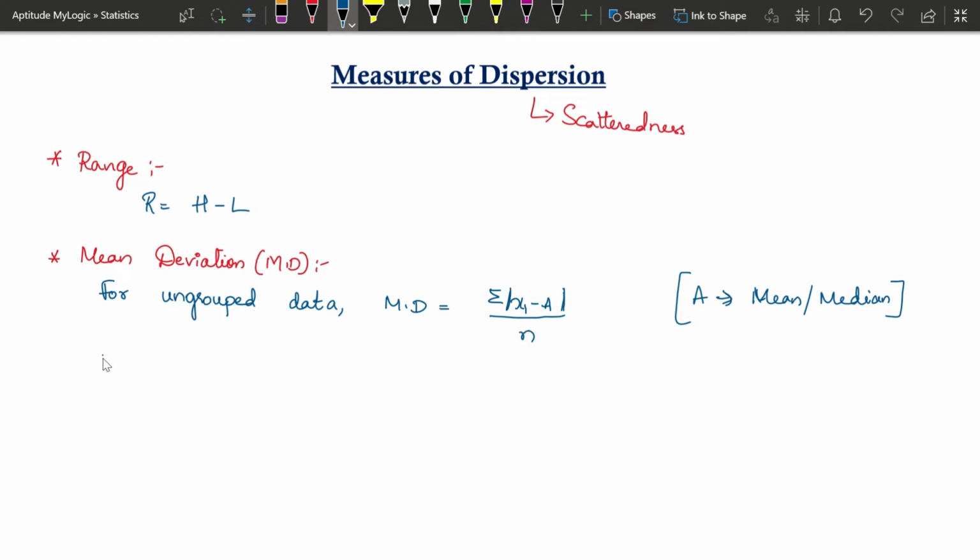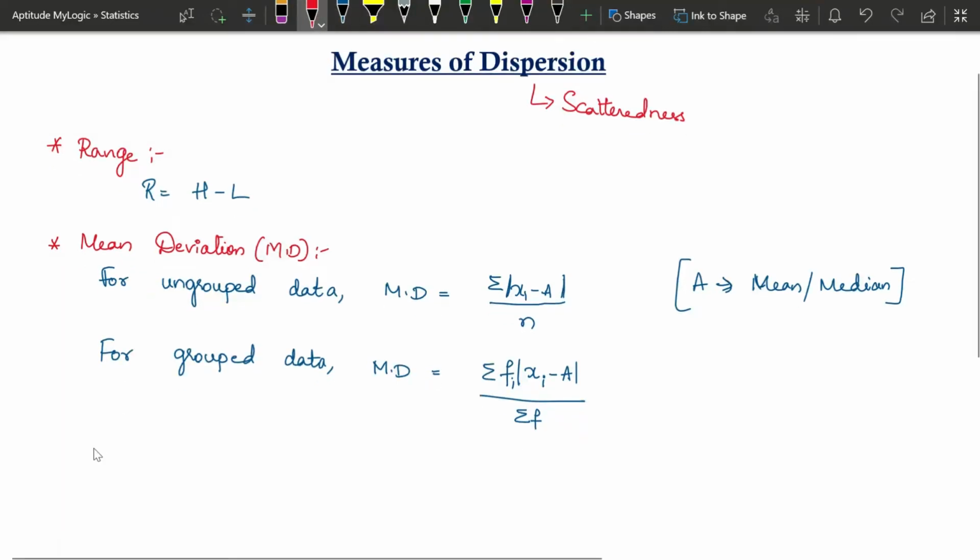For grouped data, where class intervals and frequencies and all are given, we will find out deviations and then we will multiply it with frequencies to find the mean deviation. So mean deviation is equal to these deviations, we will multiply with frequencies, add the products and then divide by total of frequencies, which is nothing but the capital N, total number of values.